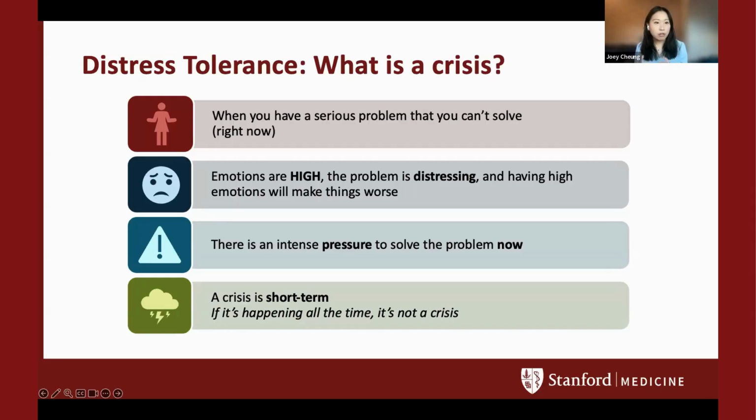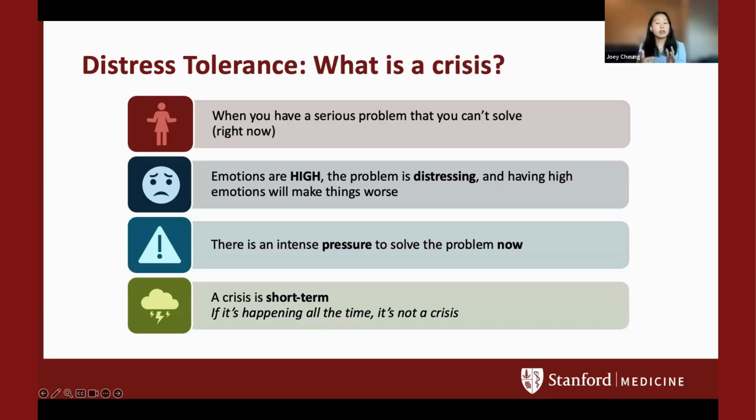What I want to clarify here for distress tolerance is what a crisis is, because it's important to distinguish what is a crisis versus what is just long-term general discomfort that I'm sitting in. When we're thinking about a crisis, this has to be something that is a serious problem that you cannot solve right now. Something is jacking up that emotional intensity in a way that needs to be solved because something is important, but I don't know what to do with it right now.